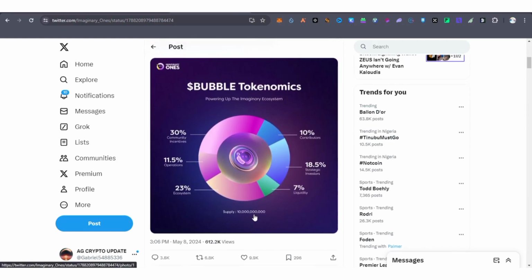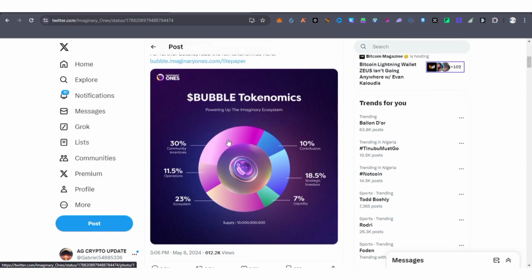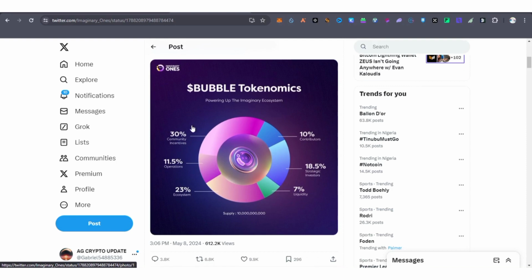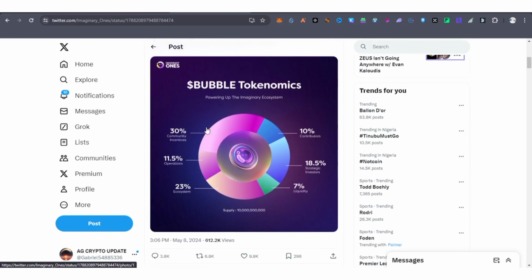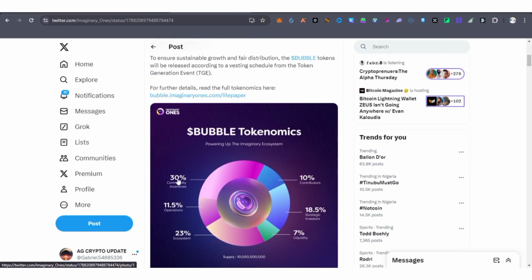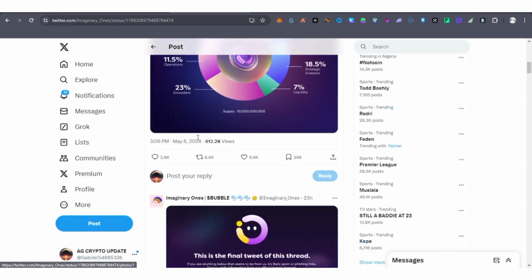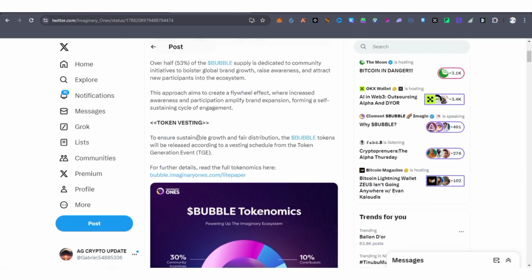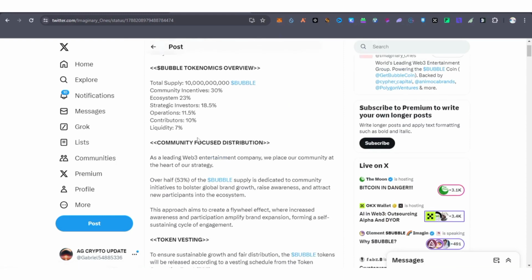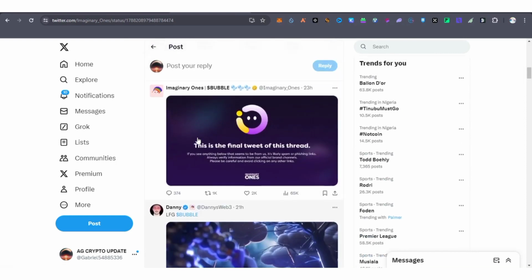The total supply, like I said, is 10 billion Bubble tokens. What you need to know: inside this 30%, which is going to be distributed to the community, 10% will be unlocked at TGE, while 90% of the 30% is going to be vested. So during TGE, they are going to unlock 10% from the 30% for the community, then 90% of the 30% is going to be vested. I think they are going to do a season 2 airdrop campaign as well, but for now, this is all the details you have to know for the season 1 Bubble airdrop campaign.